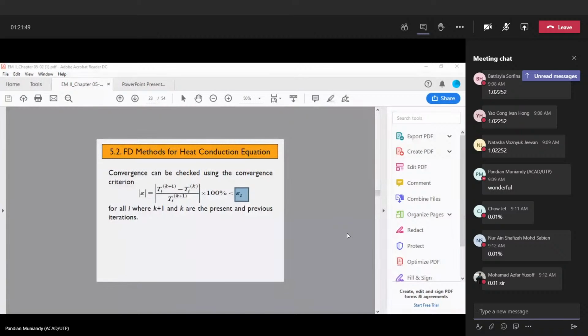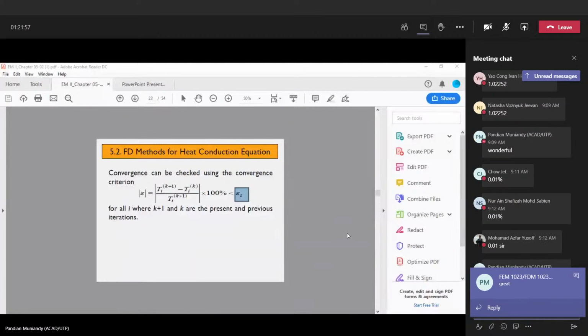0.01 percentage. 0.01%. That means the error is very low.